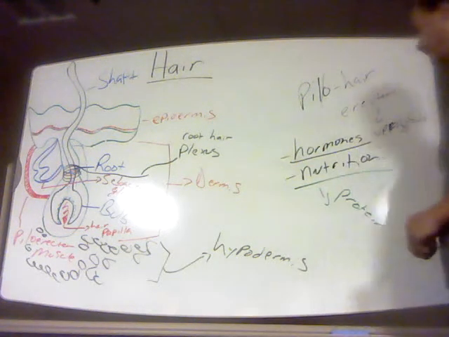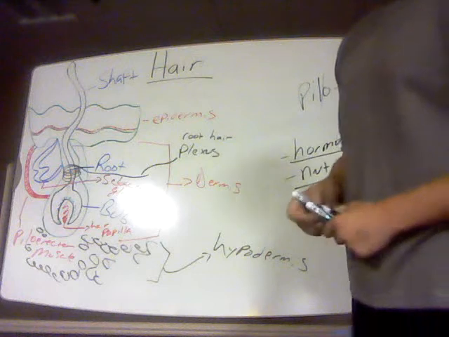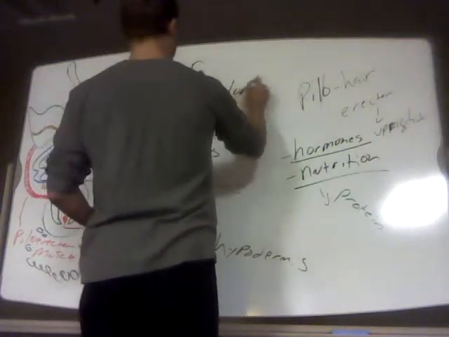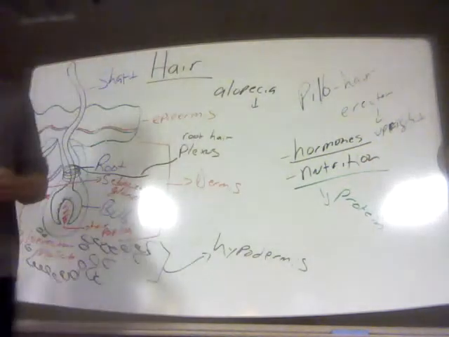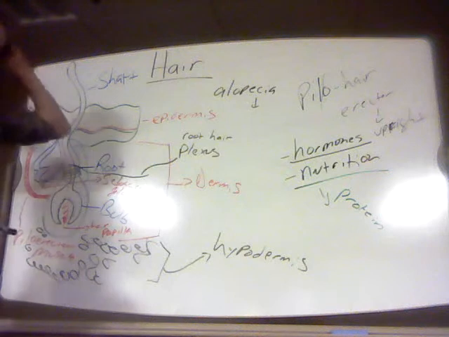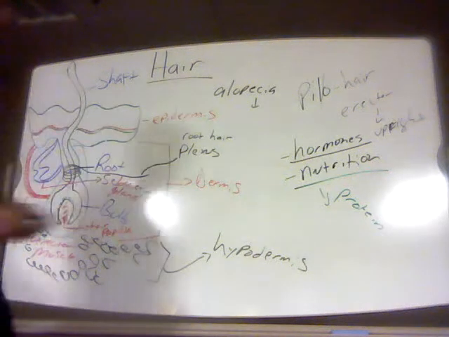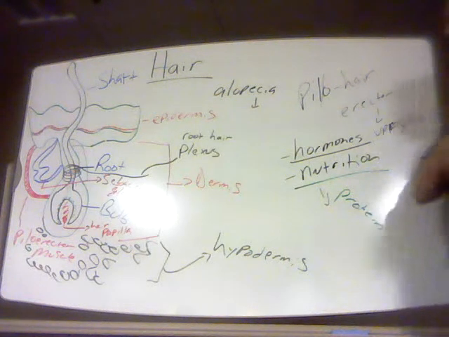So what else do I want to say about that? When people lose hair, when people start to go bald, they call that alopecia. How you lose hair, how you go bald, basically depends on a sex-linked inherited gene that can determine if you're going to go bald or not.